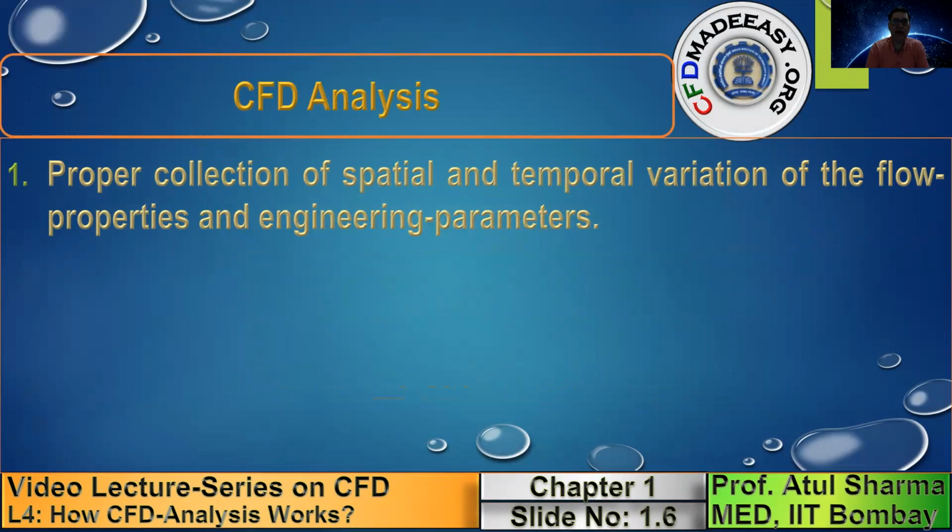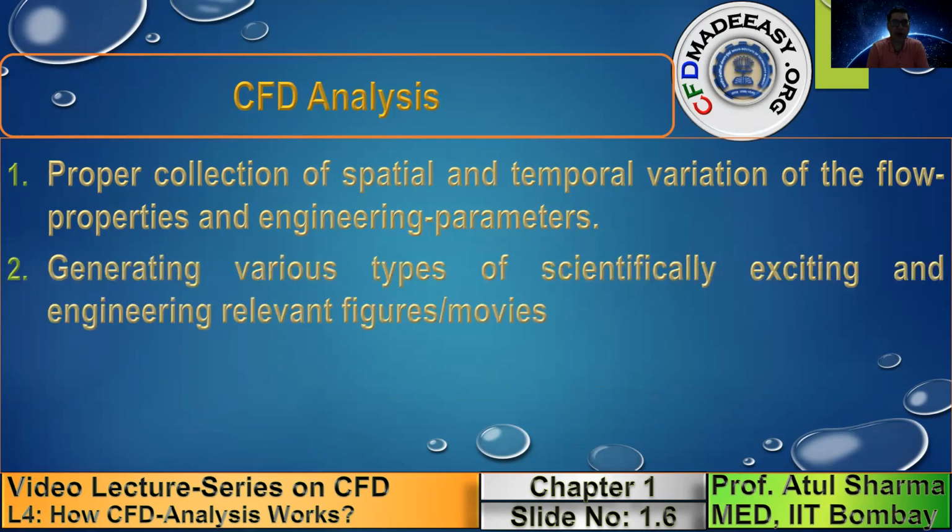Whenever we do a CFD application, either through our in-house code or from CFD software, we get big data and we have to do the job of data analytics. We have to analyze the data corresponding to the flow properties and engineering parameters. We have to understand which region of the computational domain has most of the action in a fluid dynamics problem. So we have to properly collect the spatial and temporal variations of flow properties and engineering parameters. This is the first step of CFD analysis.